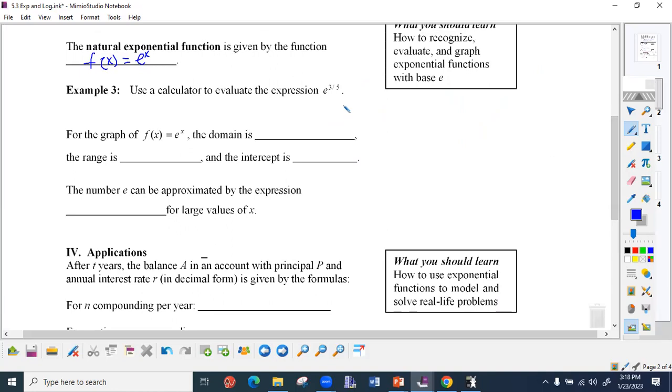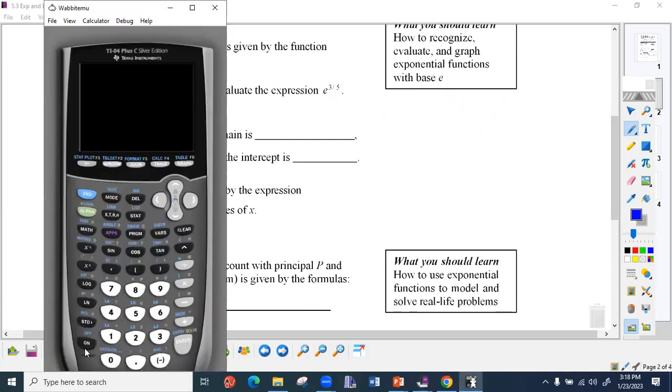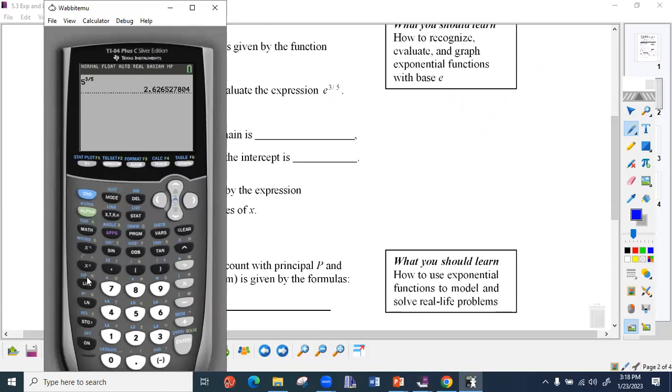So we're going to practice using the calculator to find this. To get to e in your calculator, you're going to press second, and then you're going to press the ln button, the natural log button. So we're going to press second ln to get to our e. I'm pressing second ln, and now I just type in 3/5. Okay. So I get approximately 1.822. So e to the 3/5 is approximately 1.822.